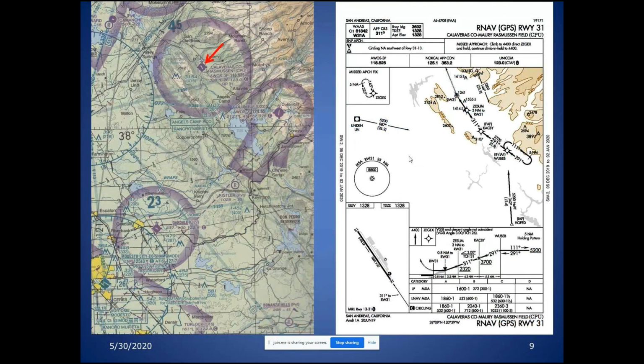We're going to take a look at a case study. We're going to apply a graphical surface forecast to the Calaveras County Airport, located east of Stockton, California, in the Sierra Nevada foothills. The airport has an elevation of 1,328 feet, and Calaveras Airport lies in surface-based Class G airspace below 700 feet AGL, and has a single runway with an RNAV GPS runway 31 approach.